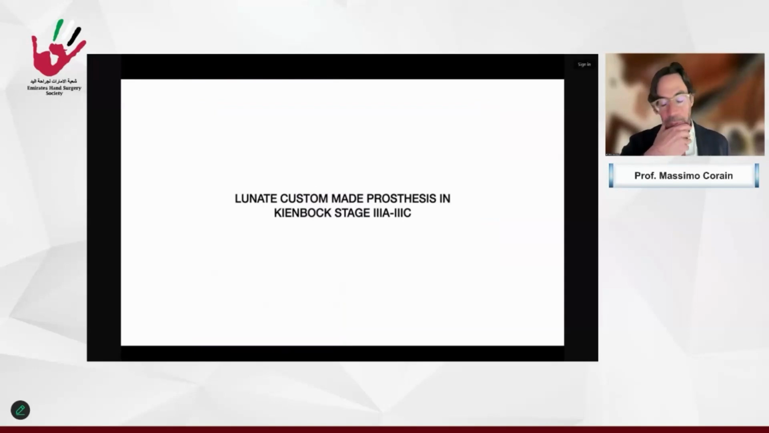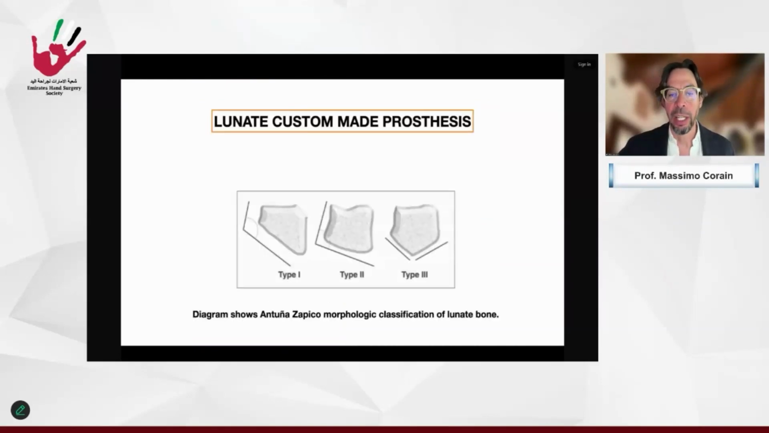I show you the last cases before going to discussion and questions. It is a different approach, but I have a short experience with 2 cases of a custom-made lunate prosthesis in Kienbock stage 3A and 3C. I only introduce the Kienbock because Antuna Zapico taught us that the lunate has morphologic variability in a patient.